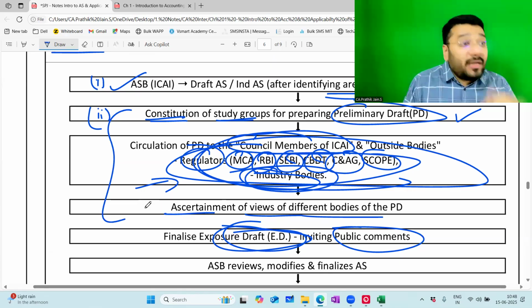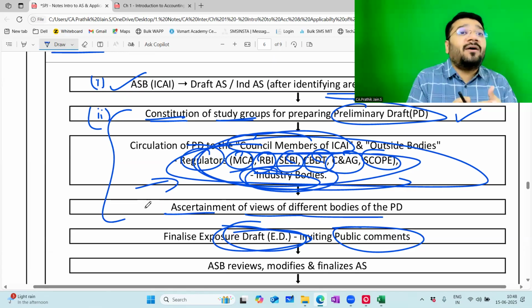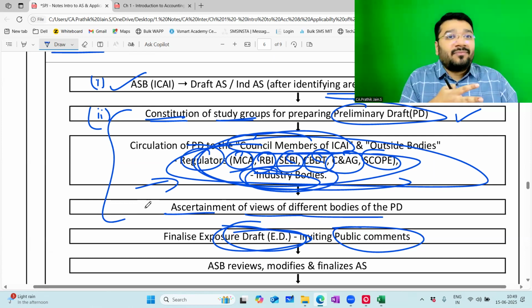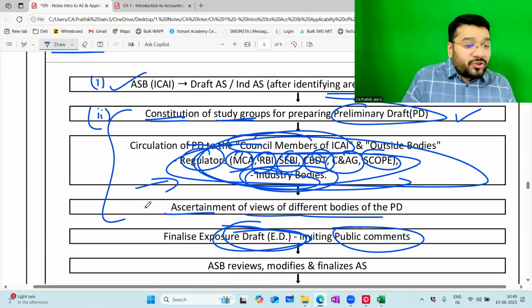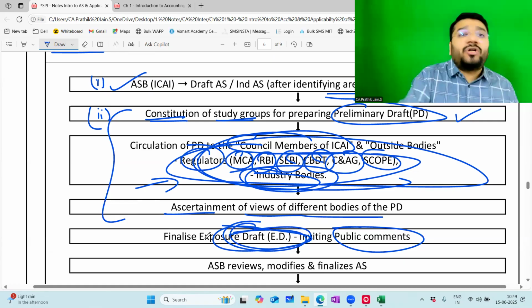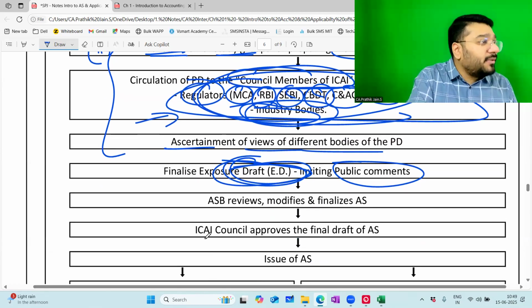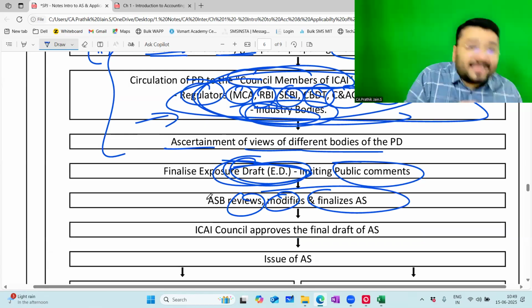How do we deal with it? What does the standard say? Because we teachers are in continuous touch with the subject. In practice, after a point, what happens? You are totally away from the subject. So the academicians and practicing CAs have to come and give their input. So we give the input based on the exposure draft. So taking our inputs into mind, ASB will revise, modify, and finalize the AS now.